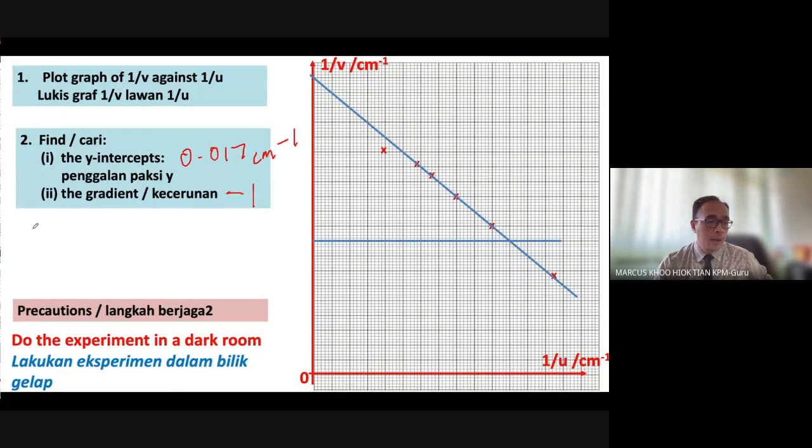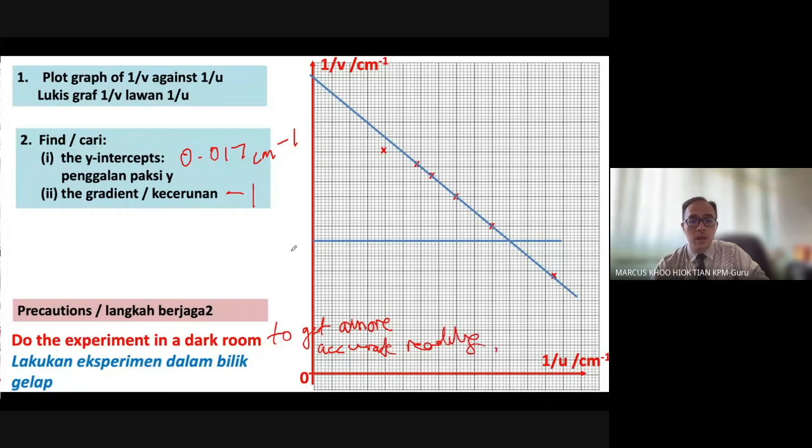I'm just going to skip to the last part first, the precautions. The precaution for this question is to do the experiment in a dark room. The reason we are doing this is to get a more accurate reading, or to get a sharper image, a more accurate, sharp image.